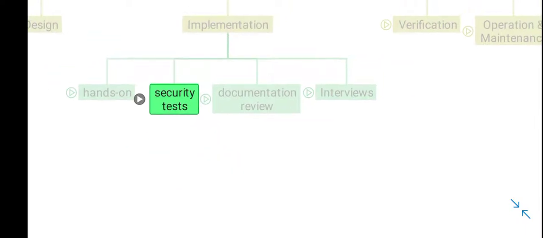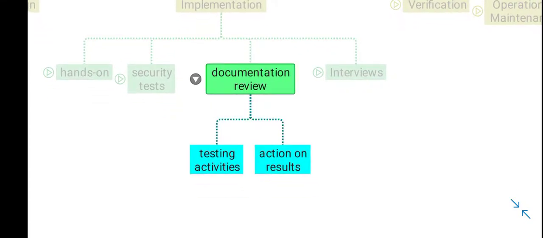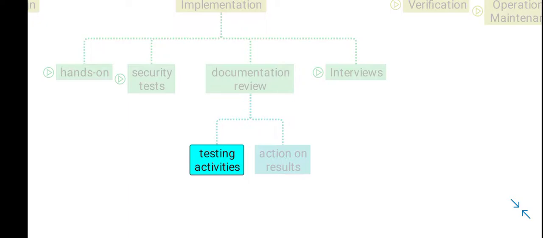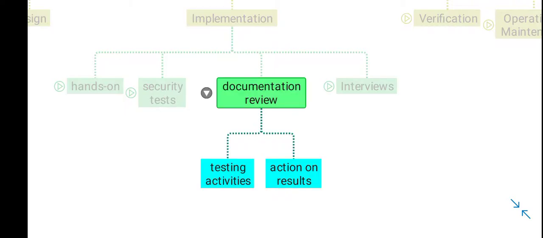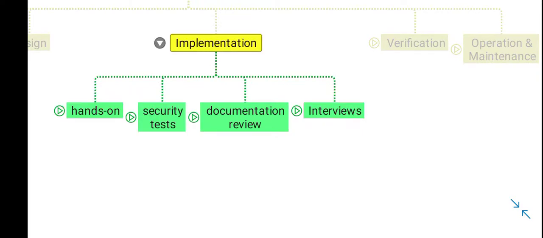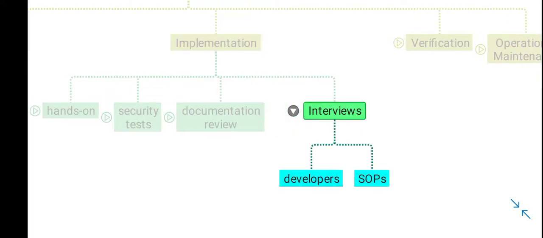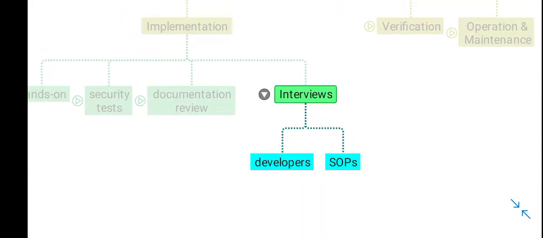Now the next thing you have to audit is different documentation reviews. For example, does documentation exist with regard to testing activities or the corrective actions on the results of testing activities? You have to audit all such documentation in the implementation phase. Then the last thing to audit is the interview process. You may interview the developers to check their knowledge against different SOPs.